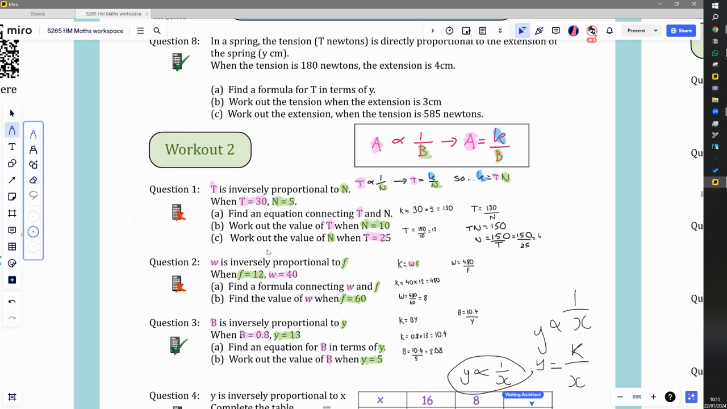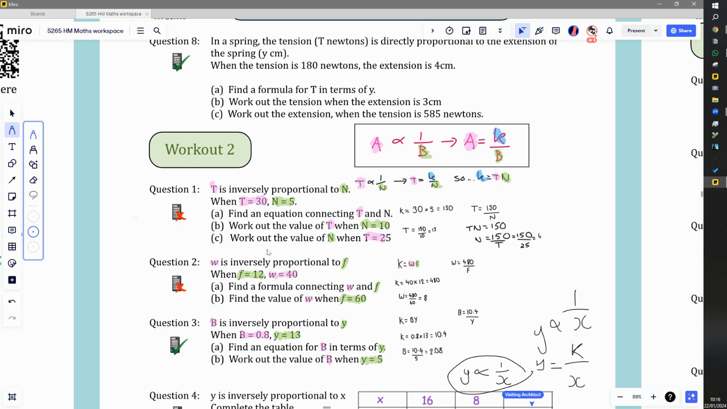Now, it looks like my handwriting. It says that t is inversely proportional to n. So t is therefore equal to k over n. So k is equal to t times n. So I just multiplied both sides by n.